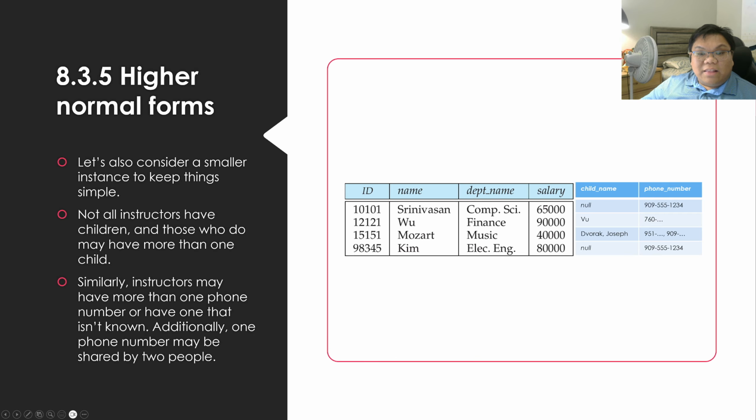So let's say that instructor Mozart has two children named Dvorak and Joseph. Instructor Wu has a child named Vu. And also instructor Mozart has two different phone numbers. So, basically, not all instructors are going to have children, and those who do may have more than one child. Similarly, instructors may have more than one phone number. Or it might be the case that they have a phone number and it was never reported to the database. Also, it's possible that two instructors might have the same phone number.